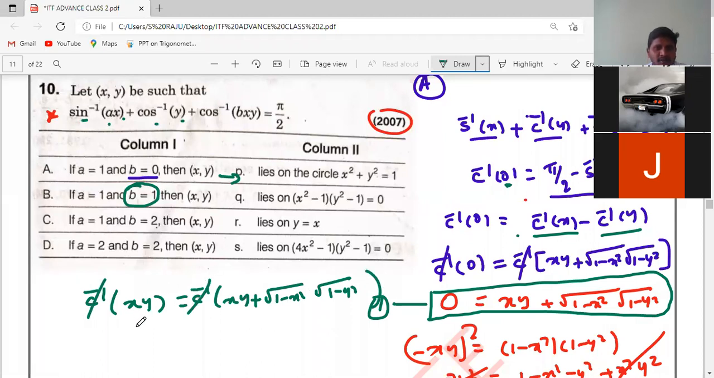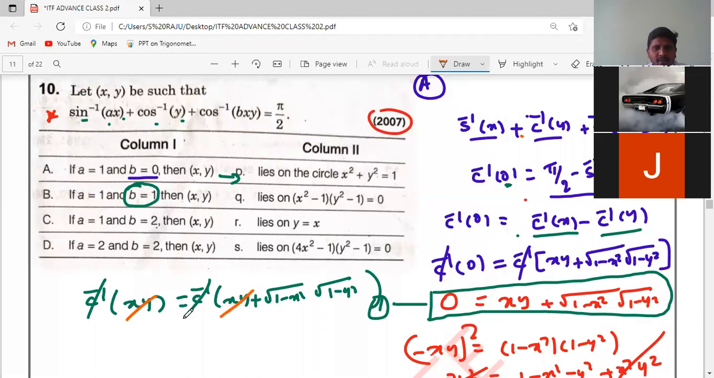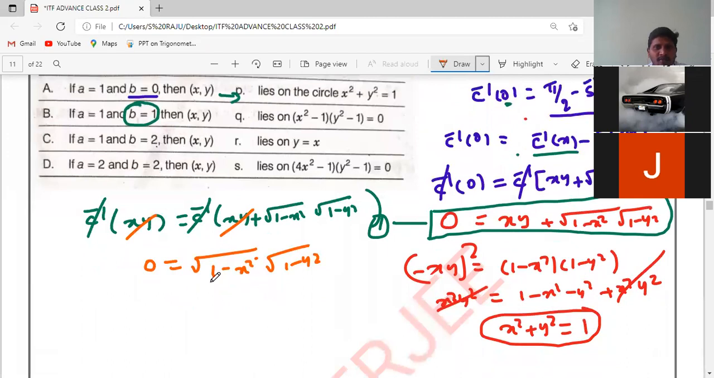So cos inverse gets cancelled. Shall I cancel xy also here itself? I want to cancel xy also. Left side is 0, right side is root over 1 minus x square, root over 1 minus y square. Squaring on both sides, what? 1 minus x square into 1 minus y square is equal to 0. Take minus common, this can also be written as x square minus 1 into y square minus 1 is equal to 0. So nothing but B is clearly Q. A to P, P to Q alone.